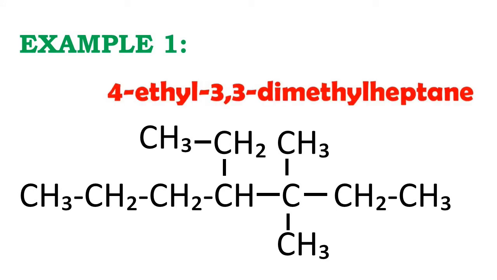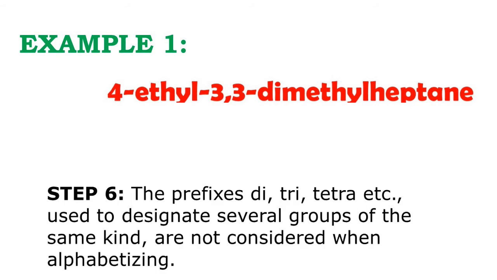So the name of this alkane is 4-ethyl-3,3-dimethylheptane. Remember, step number 6 states that the prefixes di, tri, and tetra are used to designate several groups of the same kind, but are not considered when alphabetizing. That is why in this example, 4-ethyl comes first before 3,3-dimethyl.